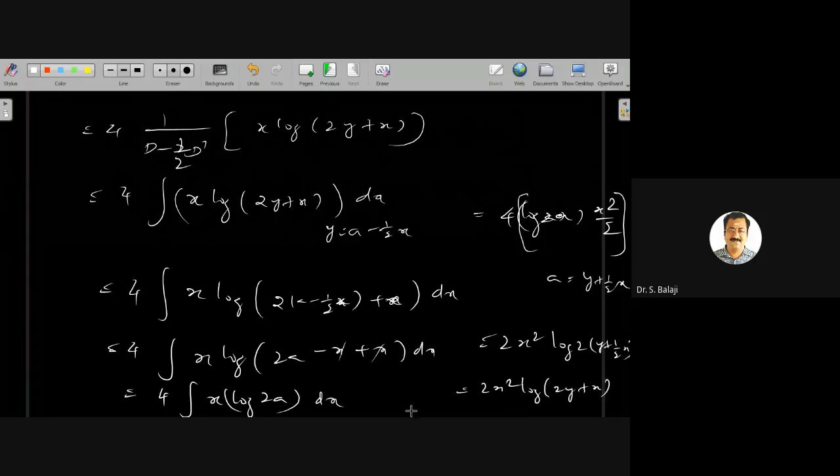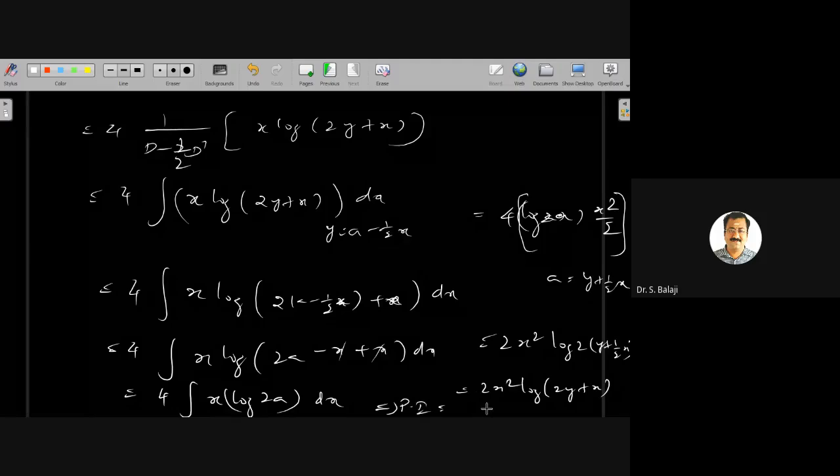For your particular integral equal to 2x square logarithm of x plus 2y. Particular integral equal to 2x square logarithm of x plus 2y. Okay? X plus 2y. This will be your answer.